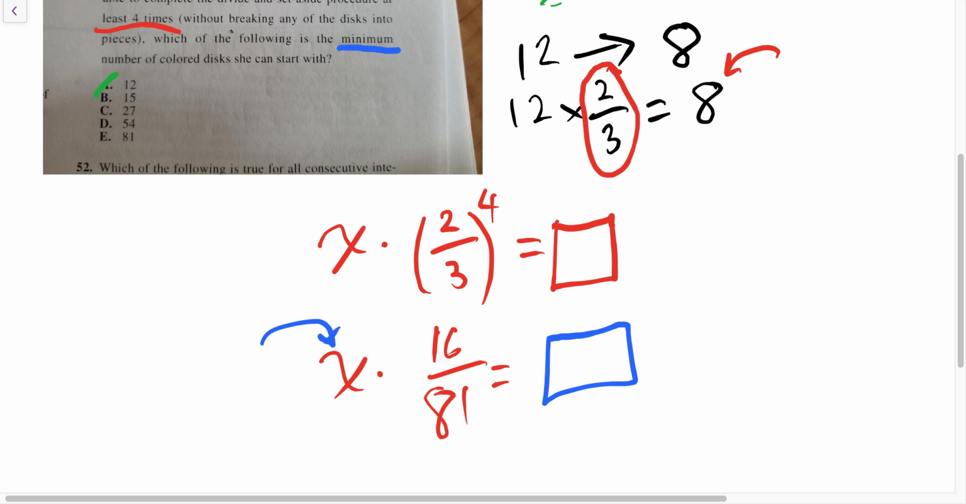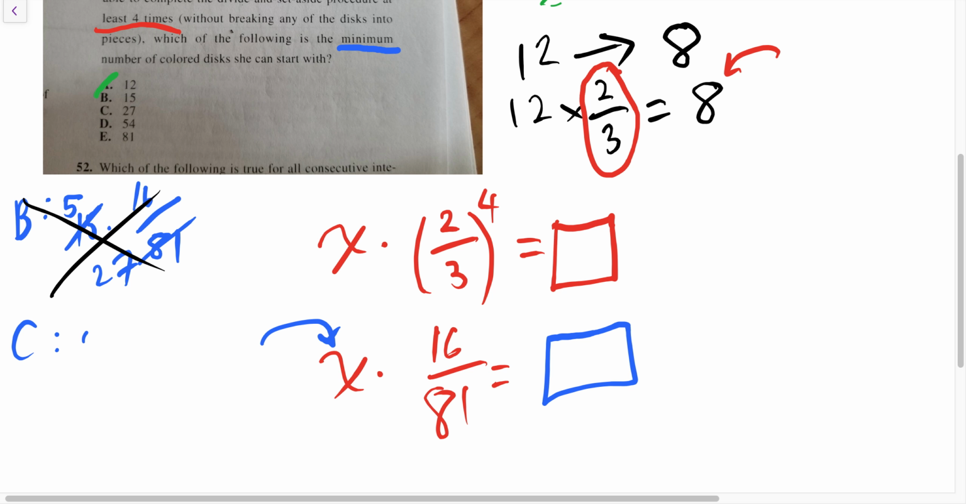So let's just say we tried 15, right? So let's do this by order. So in B, if we plug in 15, we get 15 times 16 over 81. So divide by 3. So we get 5 times 16 over 27, which is no good. That doesn't work. In C, 27 times 16 over 81. Factor of 3, 16 over 3. That does not work.